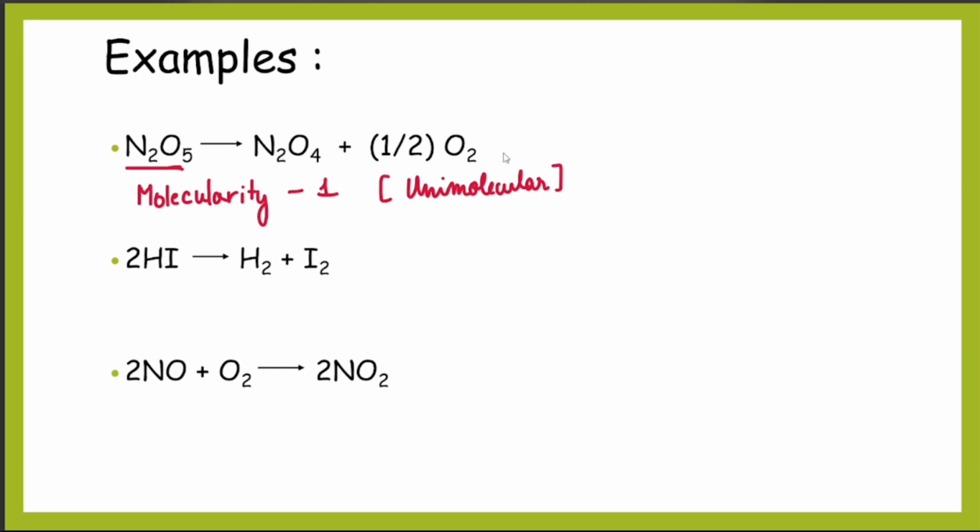Okay, now let's proceed to the second equation. 2HI gives H2 plus I2. In molecularity, we only consider the number of reactant species. Here the reactant species is HI, right? And the stoichiometric coefficient here is 2. So there are two molecules of HI reacting to form H2 plus I2. So here the molecularity will be 2 because there are two HI molecules reacting.